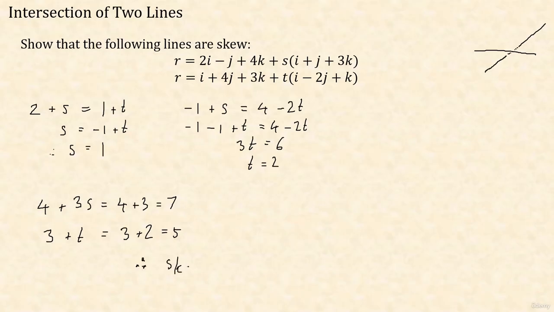the lines are skew. So there was this point where s was 1 and t was 2, where they had the same i and j coordinates, but their k coordinates were not the same at that point. And what does it mean? It means that they do not intersect.